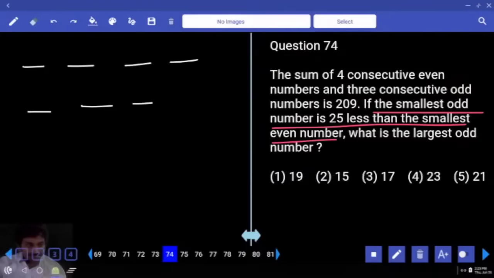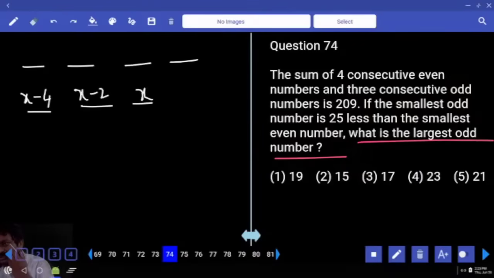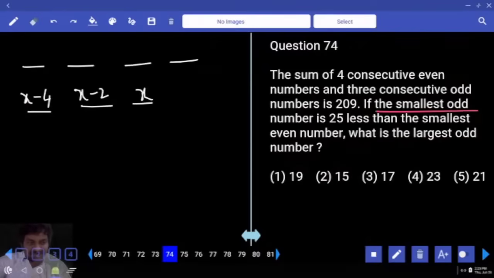Fine. Continue. What is the largest odd number? Question is about largest odd number. Let me treat it as x. Whatever is asked in the question, start with that as x. Previous odd number, x minus 2. And first odd number, x minus 4. Even number more than odd number or odd number more than even number? According to the condition, difference 25. Which is more, even or odd?